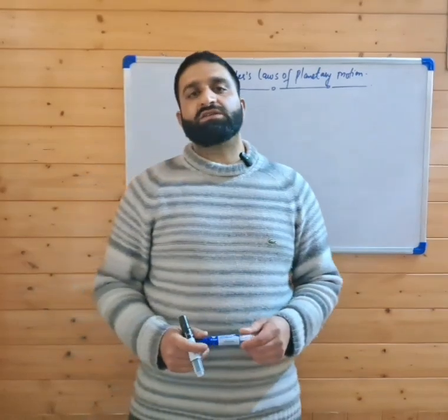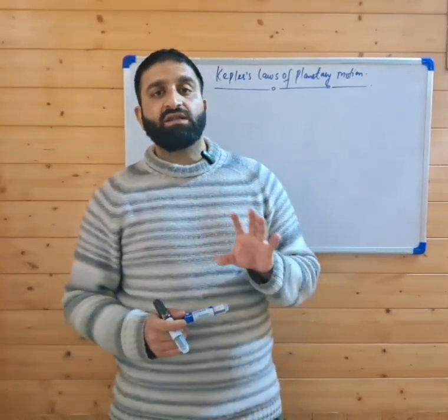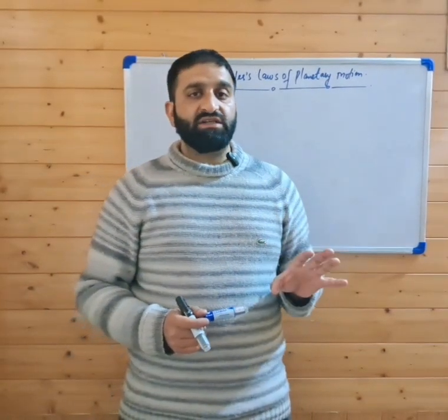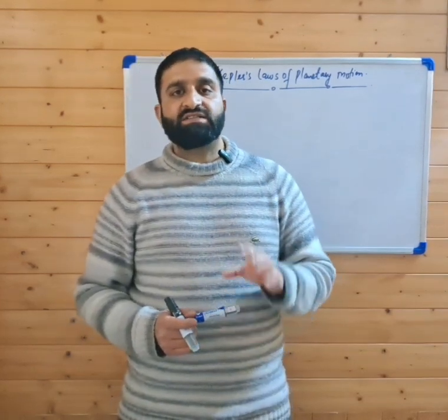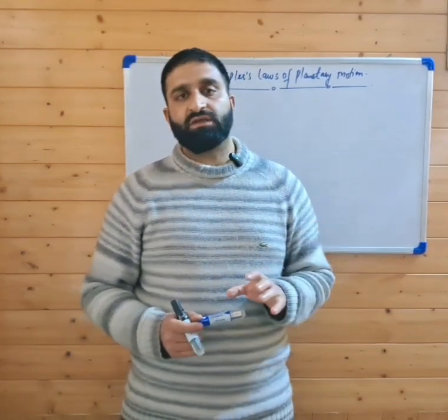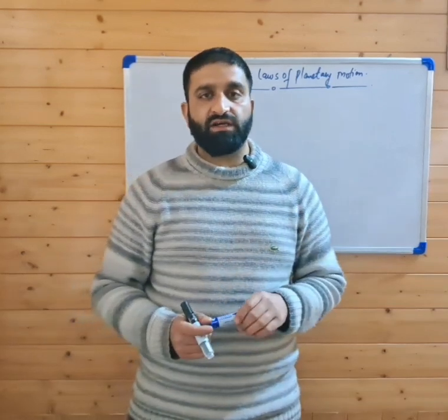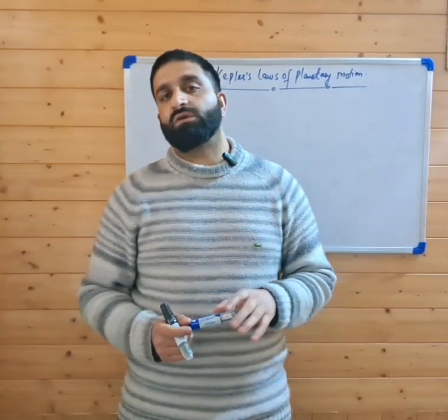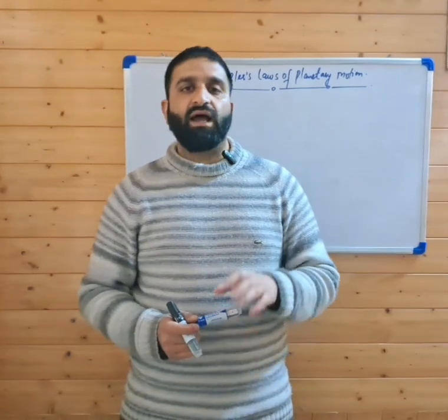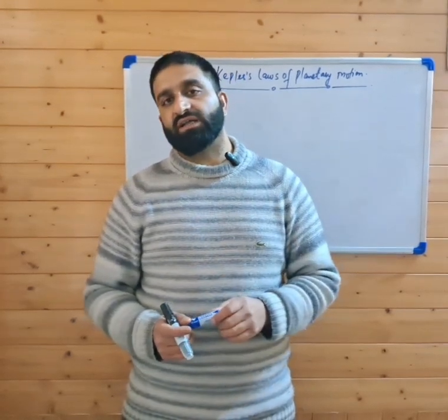Kepler gave three laws of planetary motion. The first law deals with the orbits, so it is also called the law of orbits. The second law deals with the areas swept, so it is called the law of areas. And the third law deals with the time period of revolution of the planet around the sun, and it is called the law of time period.